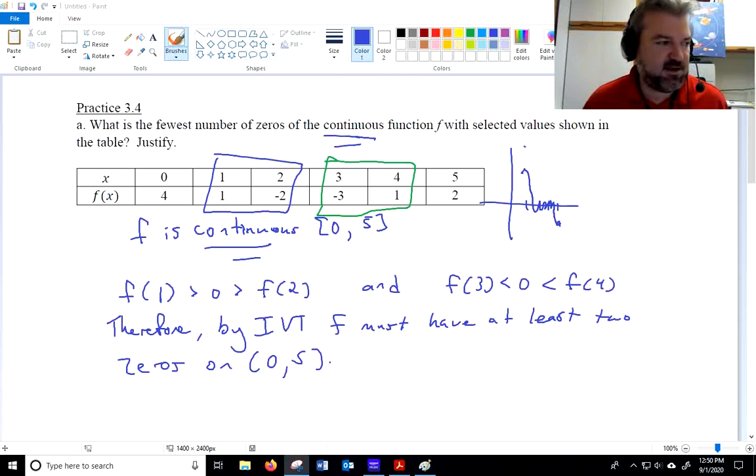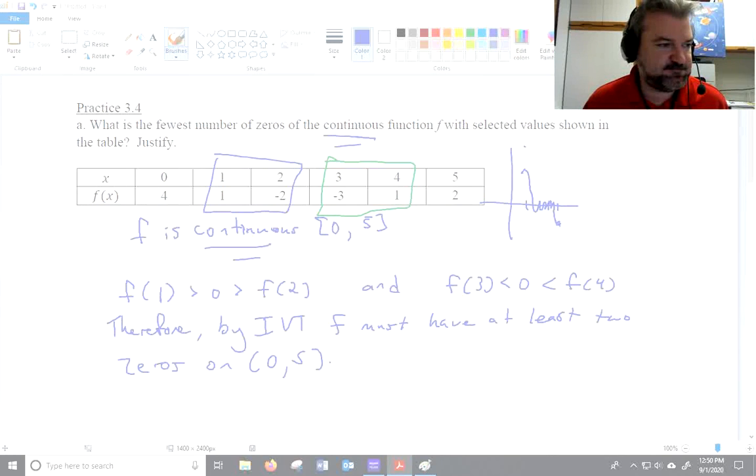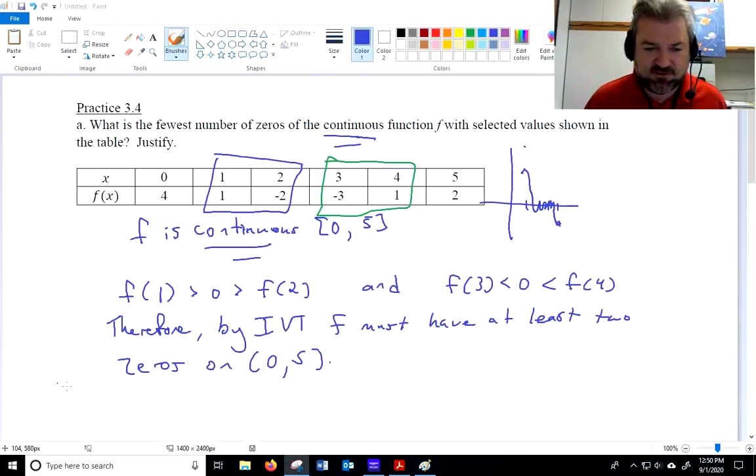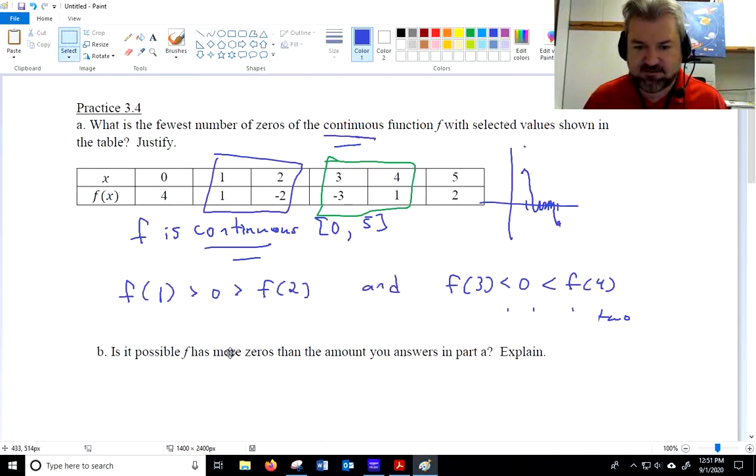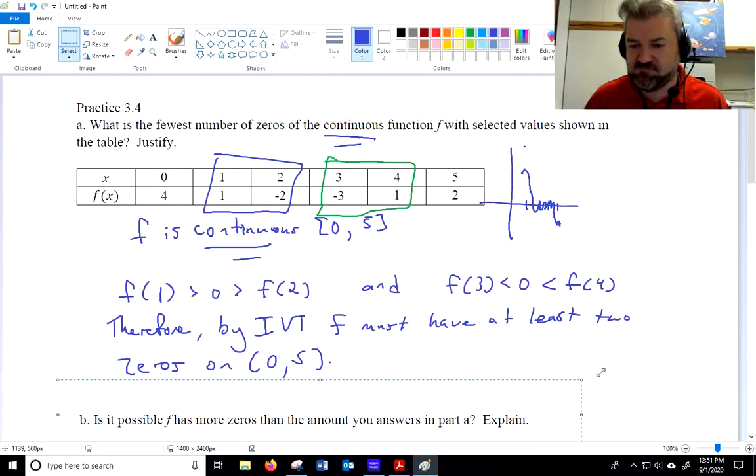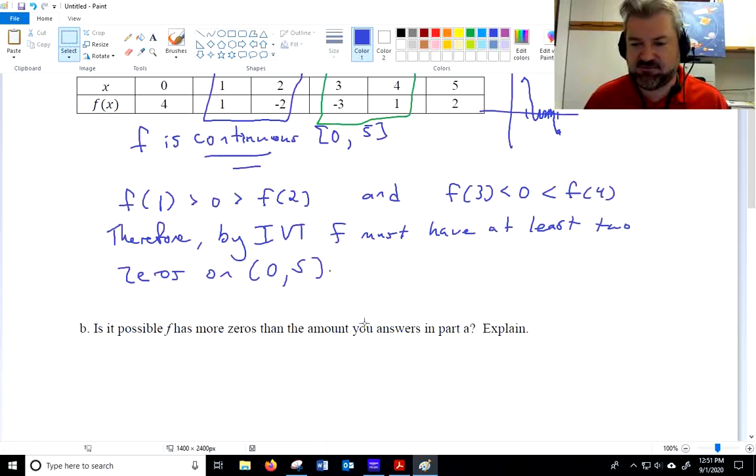All right. There's a second part we need to go over, and I think we already covered it, actually. Is it possible that f has more zeros than the amount of your answer in part A? And the answer is simply absolutely. The IVT guarantees the existence of 1 on that interval from, say, 1 to 2. It does not say that there won't be more than 1. We just know that it has to be at least 1.